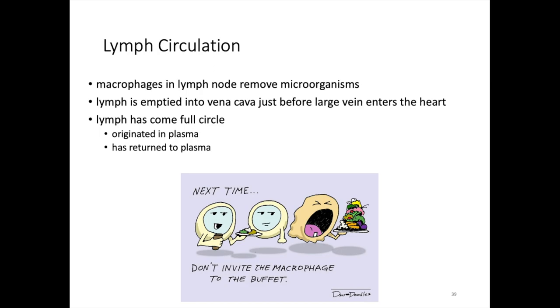So then, of course, we know that once it goes into the vena cava, it goes into the right atrium, and then it's sent to the right ventricle, then to the lungs, and essentially it's going through that circulatory process. At this point, lymph has come full circle. It originated in plasma, and now it's been returned to plasma.